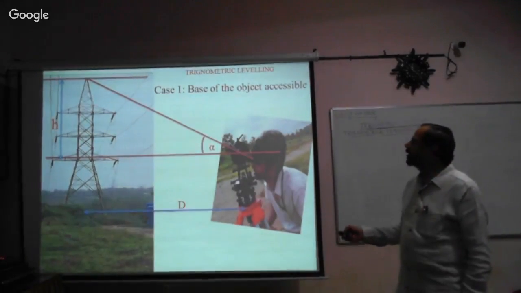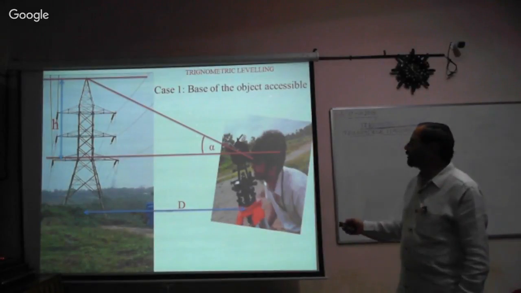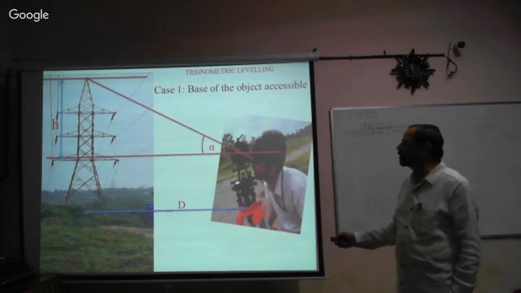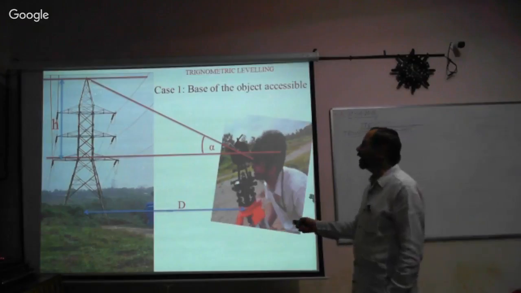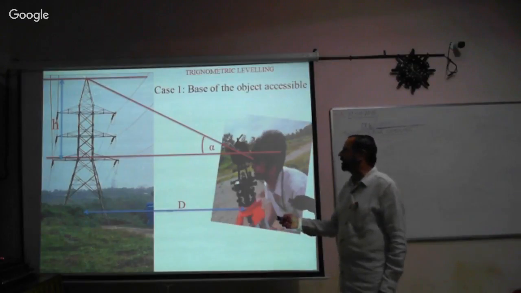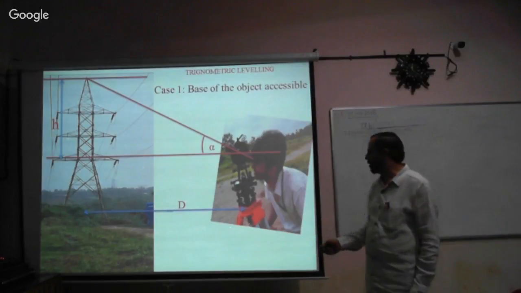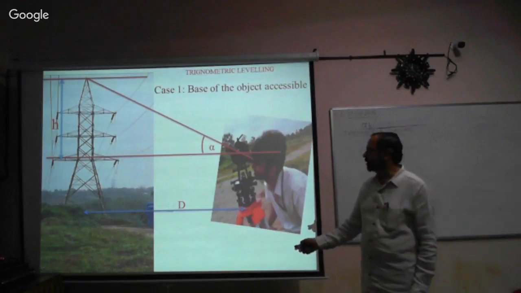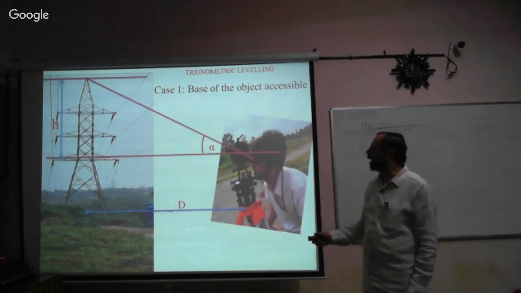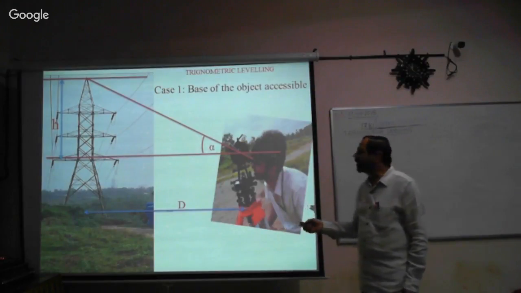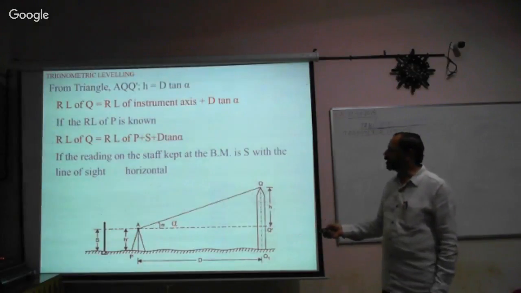Okay. Then see case one, when the base of the object is accessible. Very simple. Install the instrument near the object where we need to calculate the height, the elevation of the given object. Measure the horizontal distance d from the instrument station to the object, and also measure the vertical angle. This is the height of the object above the instrument axis, h, and this is alpha. It is a very simple method. There is no issue with that.